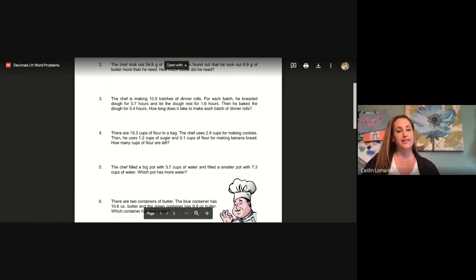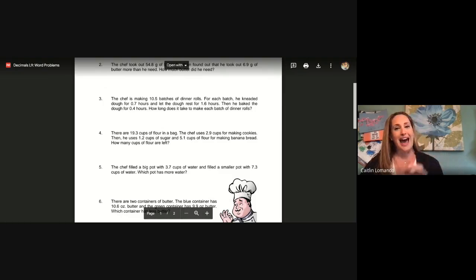Our next one says, number 4, there are 19 3/10 cups of flour in a bag. The chef uses 2 9/10 cups for making cookies. Then he uses 1 2/10 cups of sugar and 5 1/10 cups of flour for making banana bread. How many cups of flour are left? Wow, this is a 2-step problem. I could do this in 2 different ways.